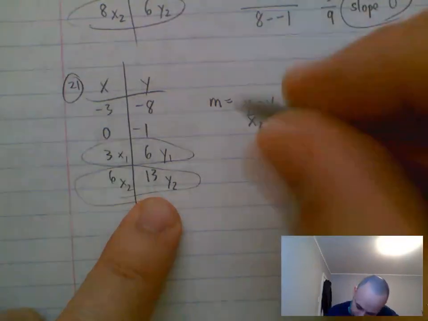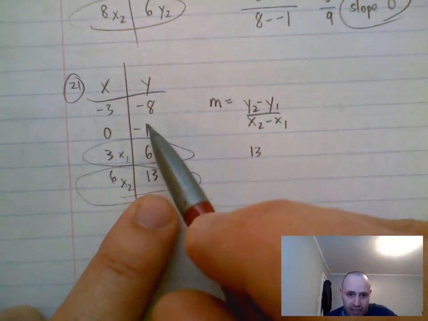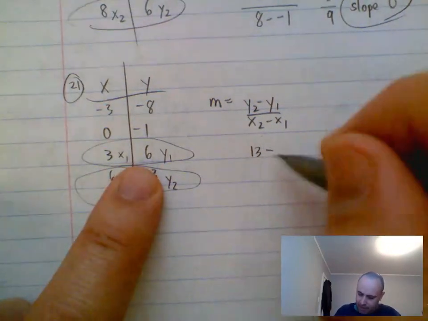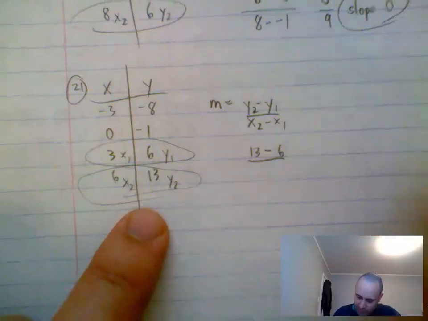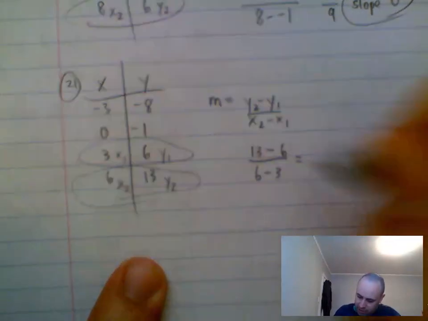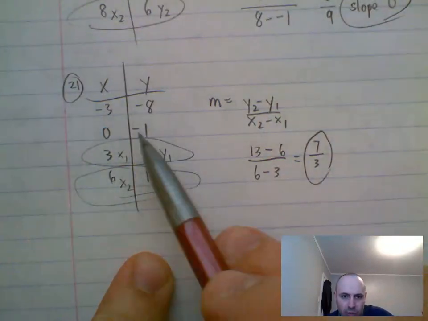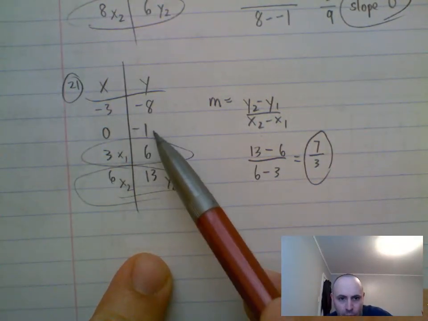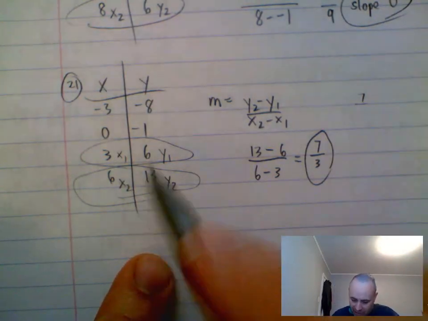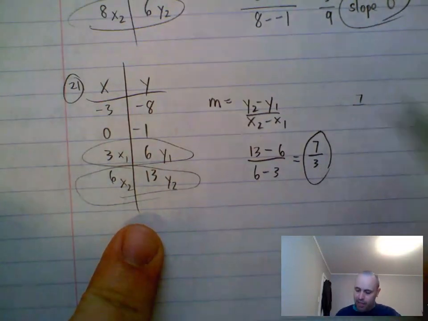Okay, so y2 is going to be 13. You would have a different number if you chose a different point, and that's okay. You keep your number. So it'd be 13 minus, in my case, 6. And then x2 would be 6 minus 3. So I'm getting 7 over 3 as my slope. Now if you chose the other point, you would have had -1 minus -8, so you would have got a 7 on the top, and over here you would have 0 minus a -3, which still would have given you 3. So we would have got the same thing.